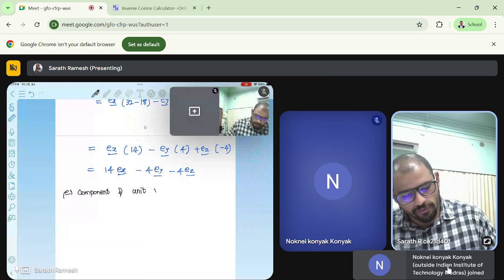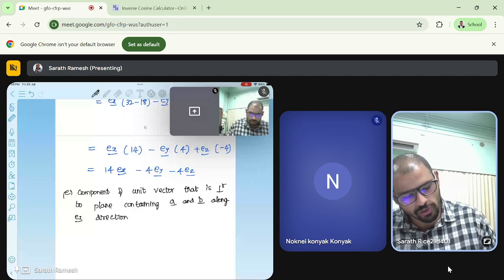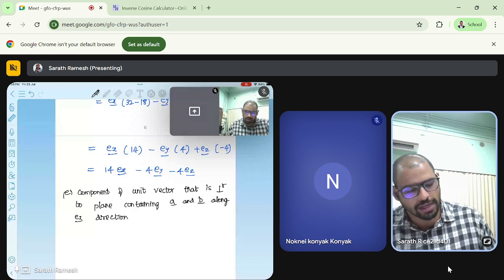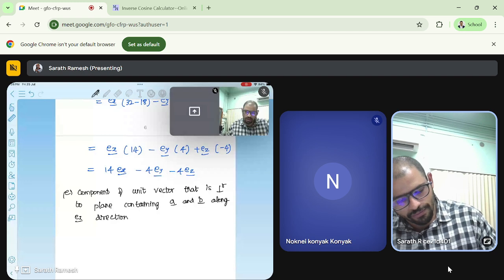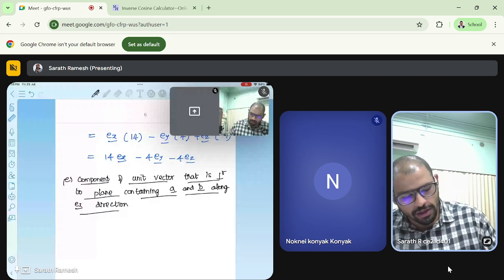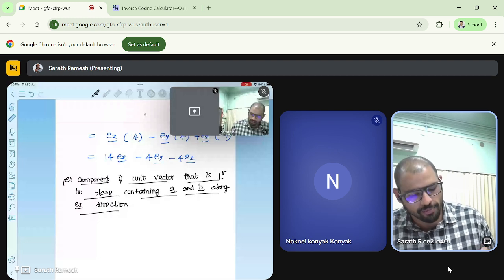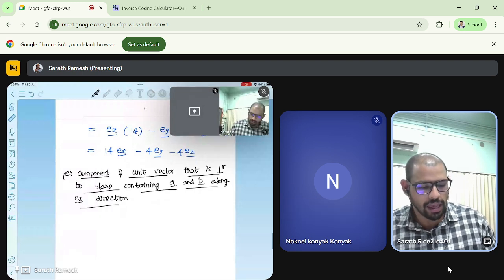The next question: we want to find the component of the unit vector that is perpendicular to the plane containing A and B along the Ex direction. First of all, what is the unit vector that is perpendicular to both A and B? If we have vector A and vector B, a vector perpendicular to both will be A cross B, right? So this A cross B will be the vector perpendicular to both A and B.